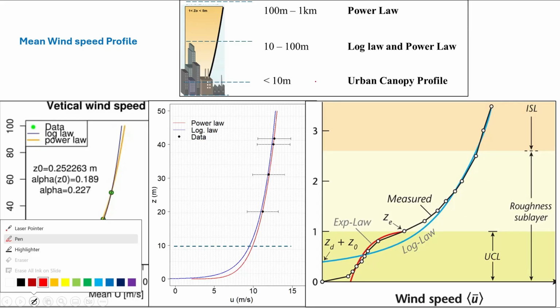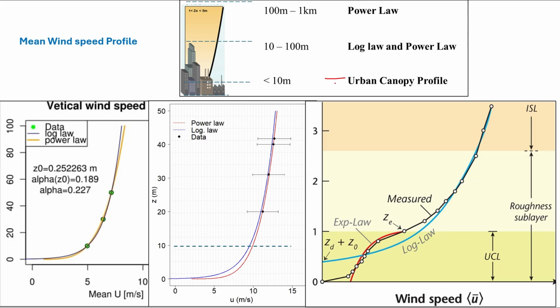So we have discussed three different wind speed profile formulas. One is the urban canopy profile, which is valid within the canopy layer, and from 10 meter to 100 or 200 meter, we can use the log law or power law. Then after 200 meter we have to use the power law. So using these formulas we can find the velocity at a particular height.